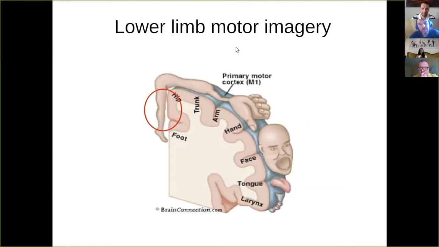Okay, we have the interface which controls the exoskeleton, and because the exoskeleton is for the lower limbs, this involves motor imagery of the legs or feet. The foot and leg representation is lower, and it's in between the two hemispheres, in the inner wall of each hemisphere, and it's further away from the sensors.